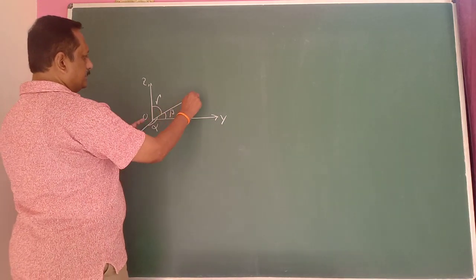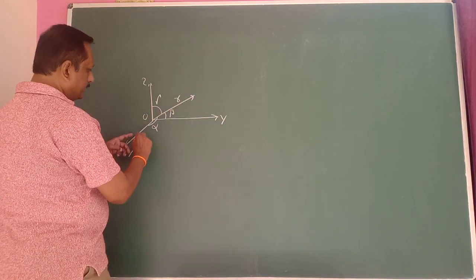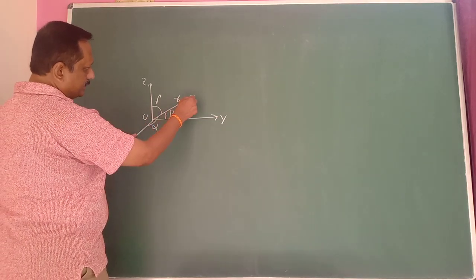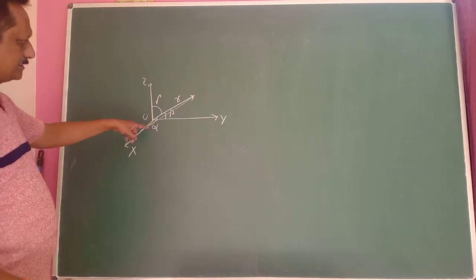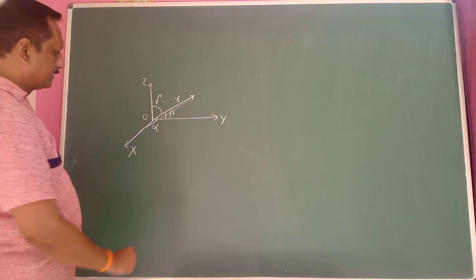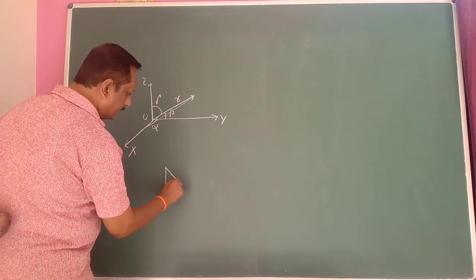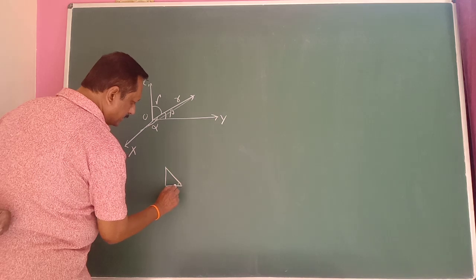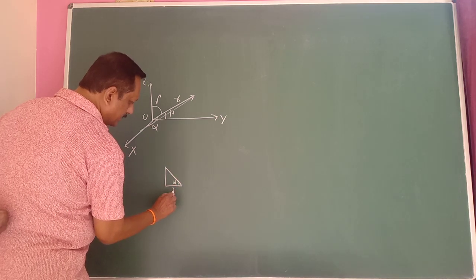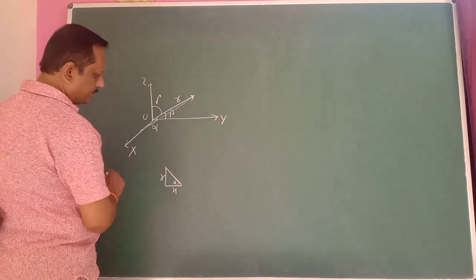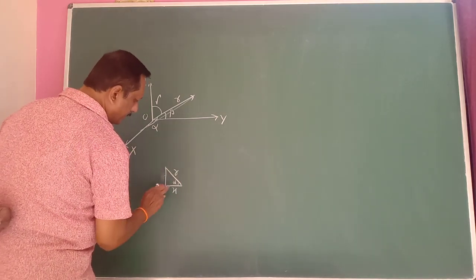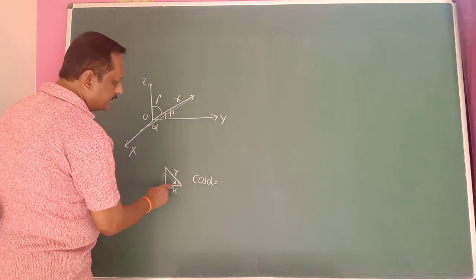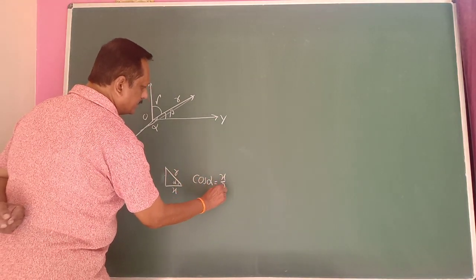Consider this length as r units, and if you draw a line perpendicular to the x axis like this, then there is a right angle triangle. So this angle is alpha here, this side is x and this is r. Hence cos alpha, cos means adjacent divided by hypotenuse, x divided by r.